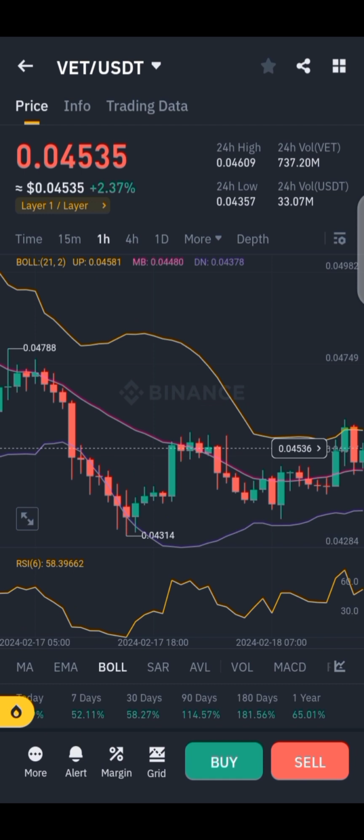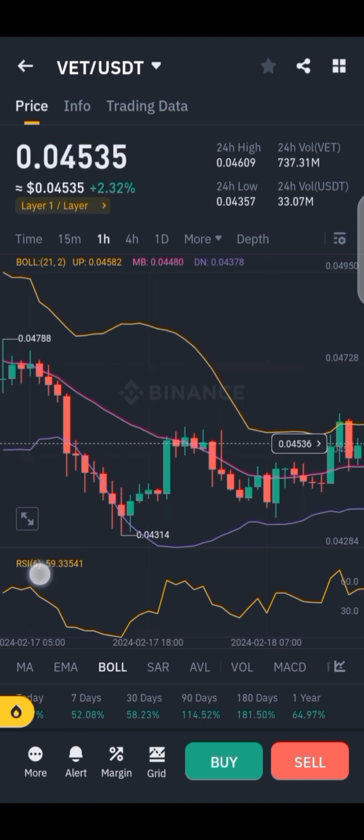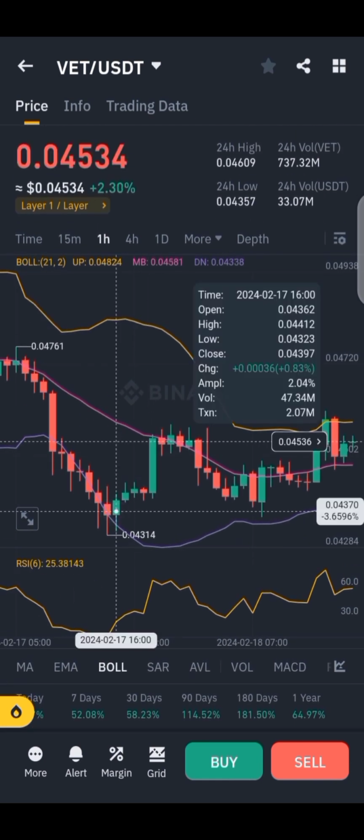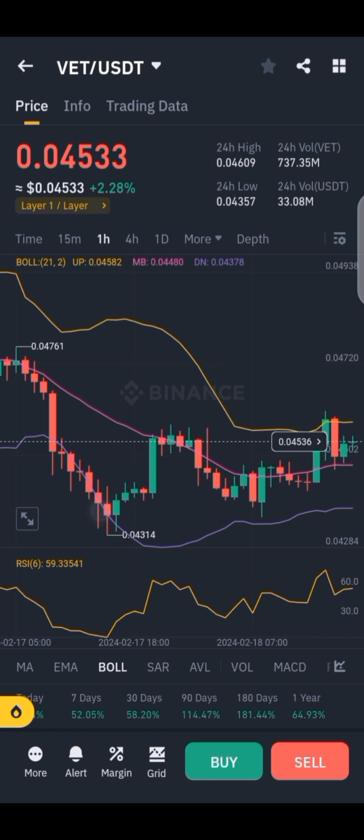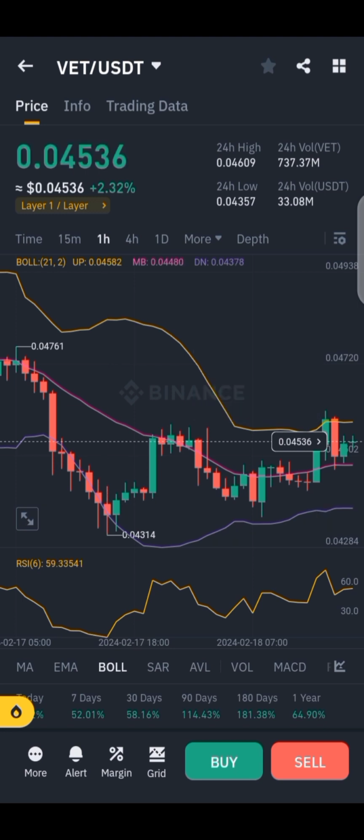Please always make sure that once you find a trade like this, the RSI is lower, from 15 downward. Once the RSI is here, see where I'm talking about. This 9 you are seeing down here, where you see RSI, there is 9.5174. So anytime you see any trade from 15 downward, you can enter that trade and aim for a profit.